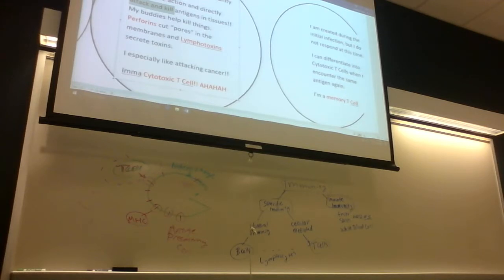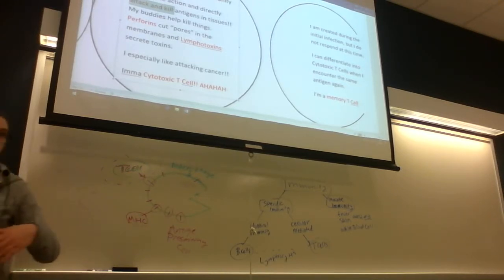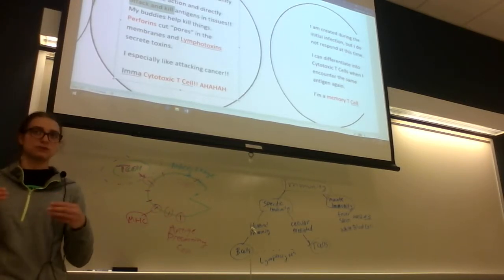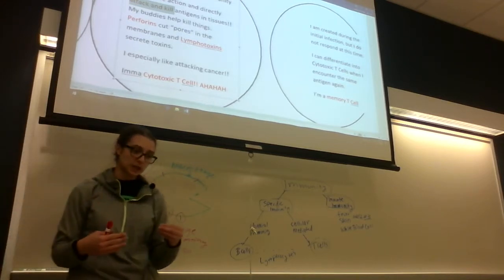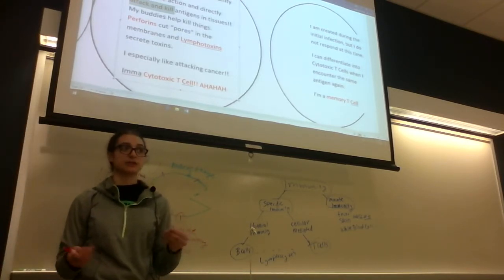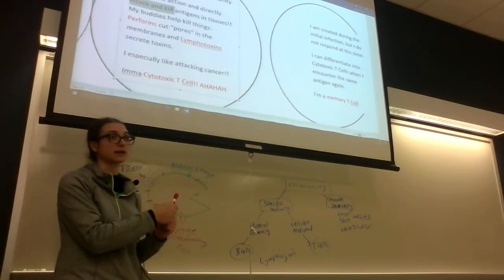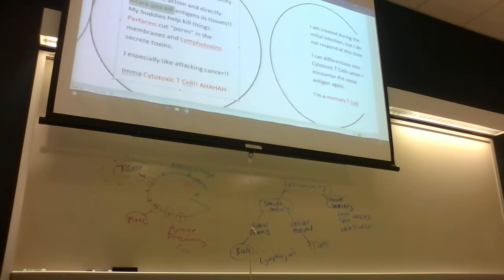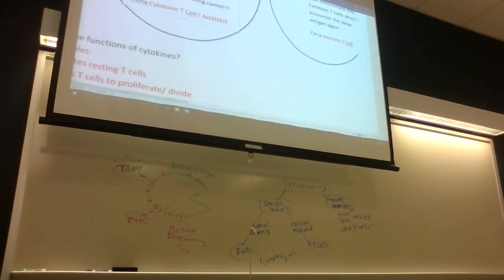Memory T cells can specialize into cytotoxic T cells when they encounter the same antigen again. So say I got chicken pox and got over it, my memory T cells start learning how to fight chicken pox. When I get the chicken pox virus the second time, my memory T cells are like, oh, we're going to turn into cytotoxic T cells and kill that. So memory T cells can turn into different things.